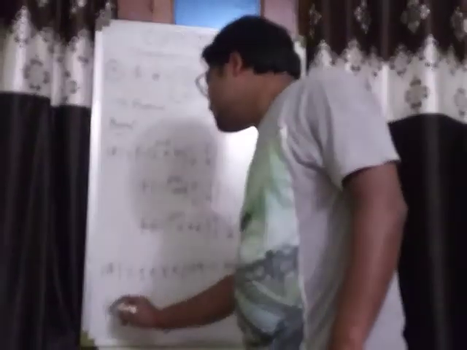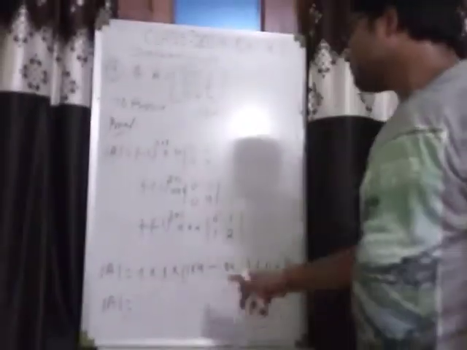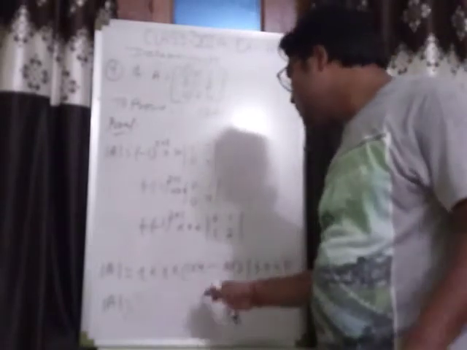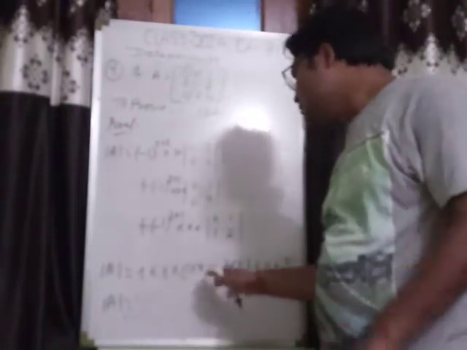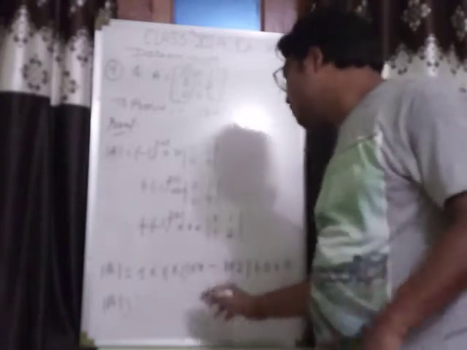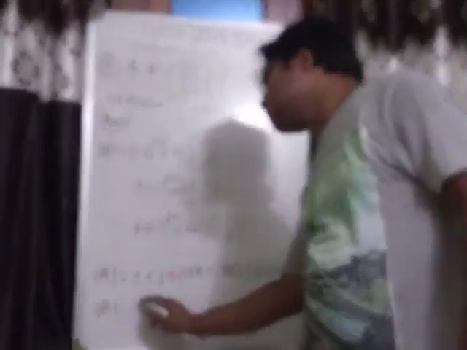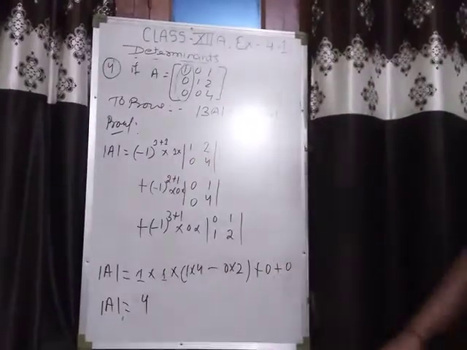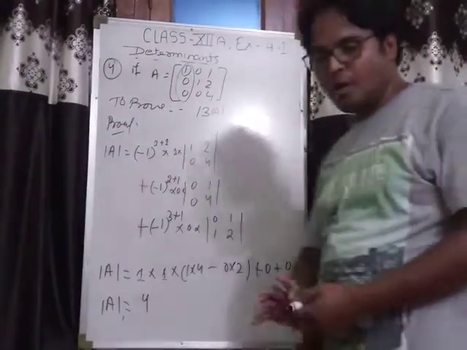So what we have, determinant of A equals this one is 1 into 1, that is 1, this is 4 1 is 4, minus 0 into 2 is 0, so 4 minus 0 is 4, plus 0 plus 0, that is equal to 4. So determinant of A is 4. Now I am going to find out 3 times A.